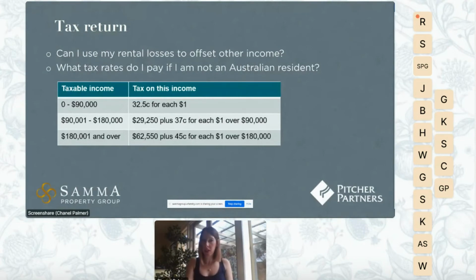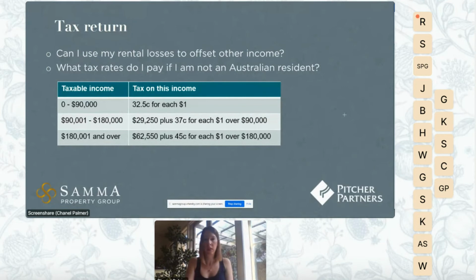So we've included the tax rates on the current slide in front of you. As you can see, for an individual that isn't an Australian resident, the first $90,000 is taxed at 32.5%. After that, each dollar until $180,000 is taxed at 37%, and from there, each dollar above $180,000 is taxed at 45%. I would note that these rates are scheduled to be reduced over the coming years. I believe from the 1st of July 2024, a 30% tax rate will apply to the first $200,000 of taxable income for foreign residents.